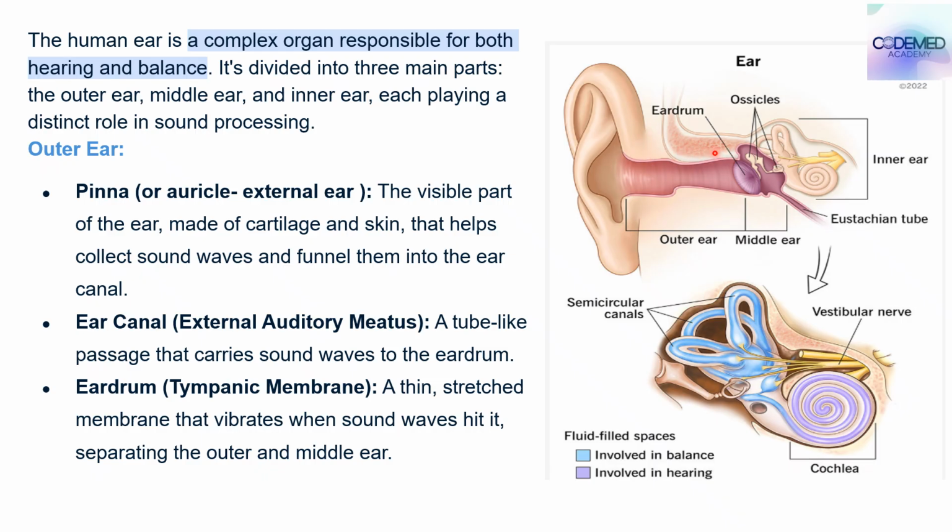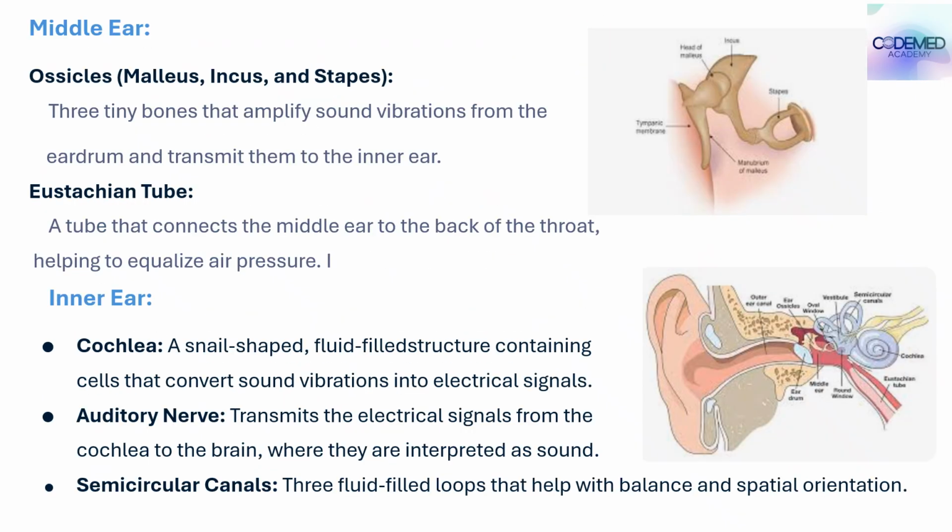And then we call it the tympanic membrane. The tympanic membrane is a thin stretched membrane that vibrates when sound waves hit and separates the outer and the middle ear. So this is all about the outer ear. Now let us turn to the middle ear. The middle ear is important because it mainly consists of three tiny bones that amplify the sound vibration from the eardrum and transmit them to the inner ear.